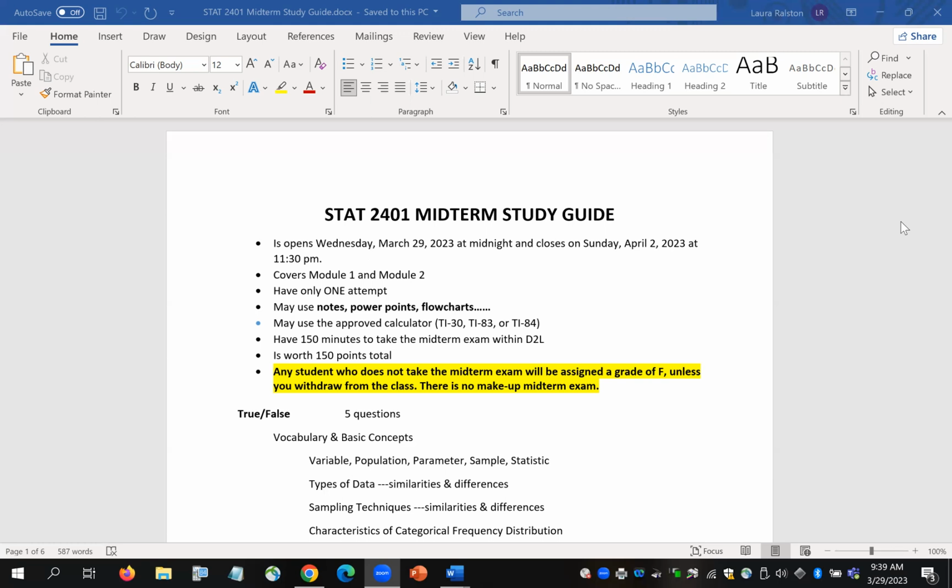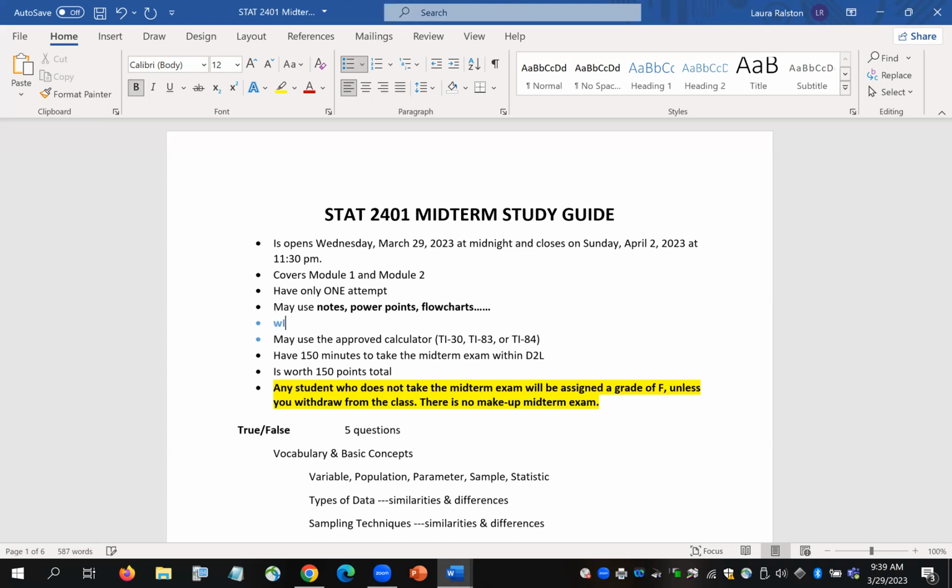You have only one attempt, but you are able to use the notes that you've taken throughout the course, the PowerPoints, the flow charts, the resources that are available in the course. You will need to access Minitab. So let me make a note about that. You will need access to app.minitab.com. You'll also need a basic calculator to do addition, subtraction, multiplication, division, and I think square root.